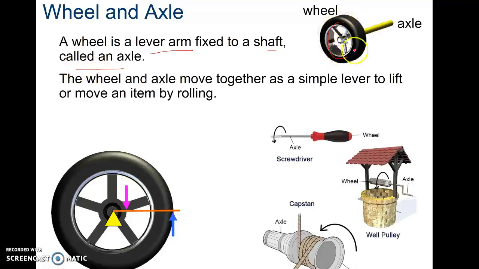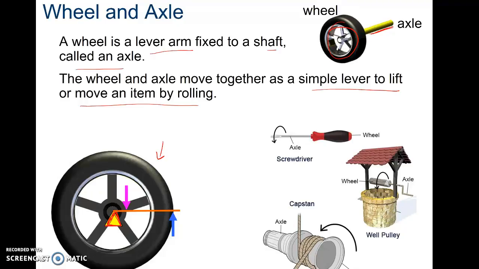So this would be the wheel, similar to what you see on your car, and that wheel is going to be driven by an axle. The wheel and the axle move together as a simple lever to lift or move an item by rolling. In this picture, we can see the lever and how it works in a wheel and axle system. The fulcrum would be right in the middle of the axle, and then depending on whether the wheel is driving the axle or the axle is driving the wheel, that would be representative of the FR and the FE.